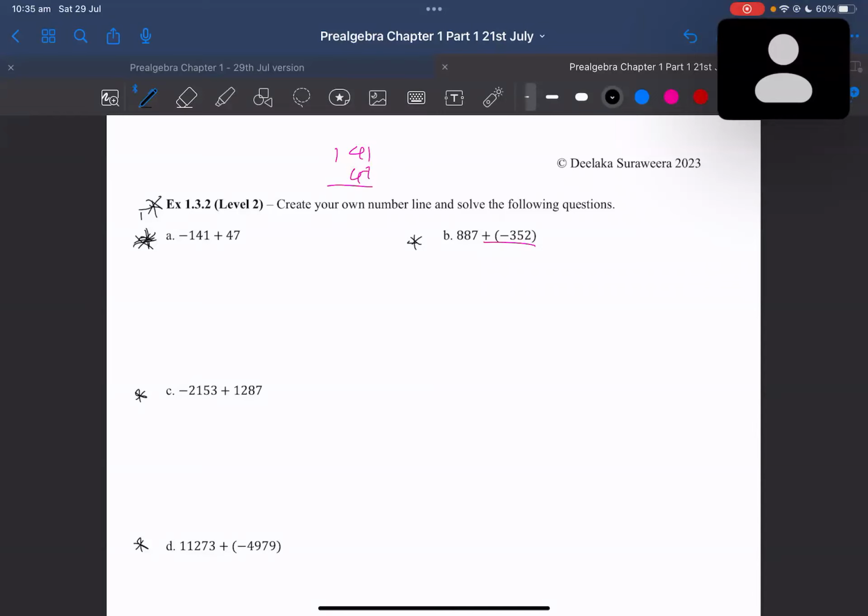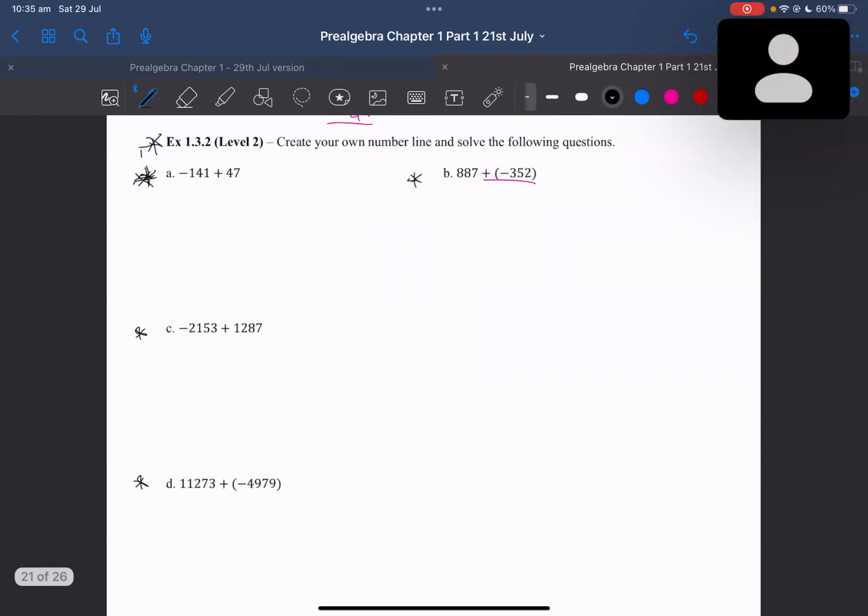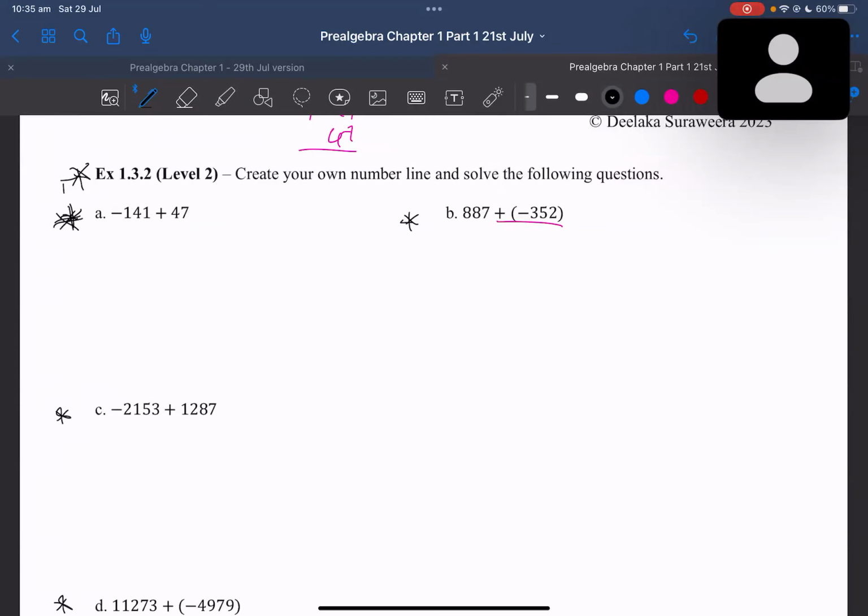Brian, have you done the first one? Yeah, the answer is 94. Positive or negative? Negative. Yeah, negative 94. Right, and I'll show you a way to visualize it, if you want. Start at negative 141, you're adding 47, you're going to the right. That means you're making the number smaller, so you should subtract 47 from 141, you end up with 94.